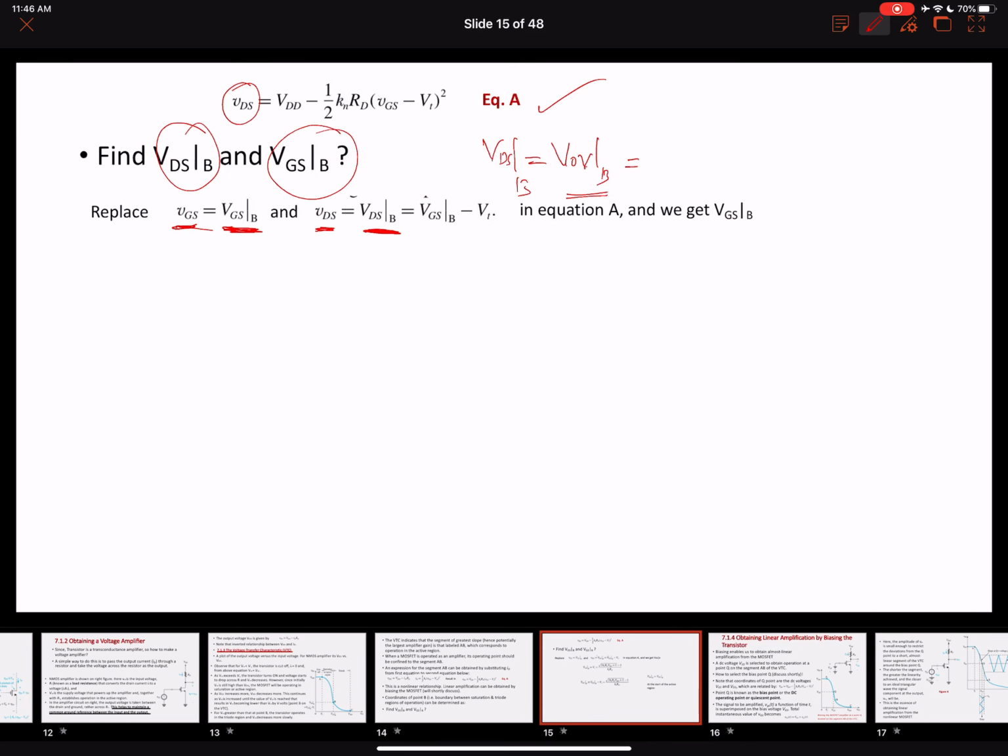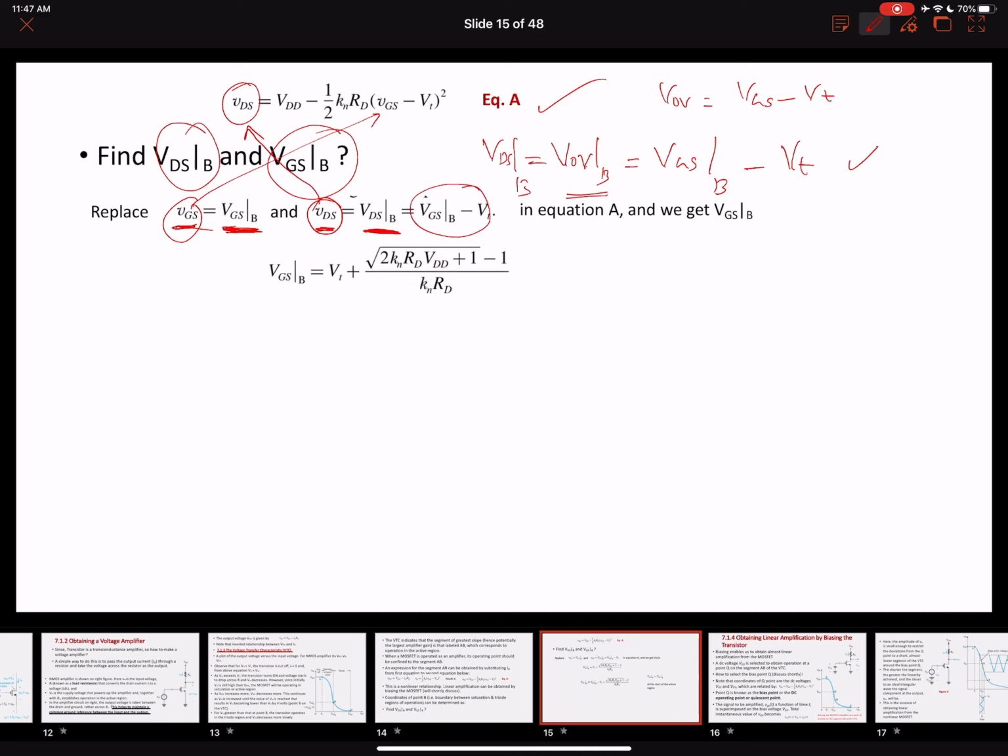What is the overdrive voltage at point B? It is VGS minus VT, so it is the gate to source voltage at point B minus the threshold voltage. What we are doing here is replacing this VGS by this value in this equation, and replacing this VDS by the value VGS minus VT that we just derived. Replace these values over here, and you end up getting this equation.